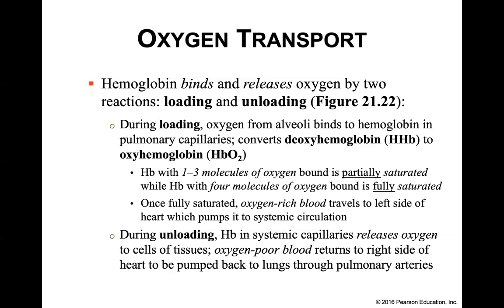Hemoglobin that contains 1 to 3 molecules of oxygen bound is partially saturated, while hemoglobin with 4 molecules of oxygen bound is fully saturated. Once fully saturated, oxygen-rich blood travels to the left side of the heart, which pumps it to the systemic circulation. Now, during unloading, hemoglobin in systemic capillaries releases oxygen to the cells of tissues. Oxygen-poor blood returns to the right side of the heart to then be pumped back to the lungs to pick up more oxygen.